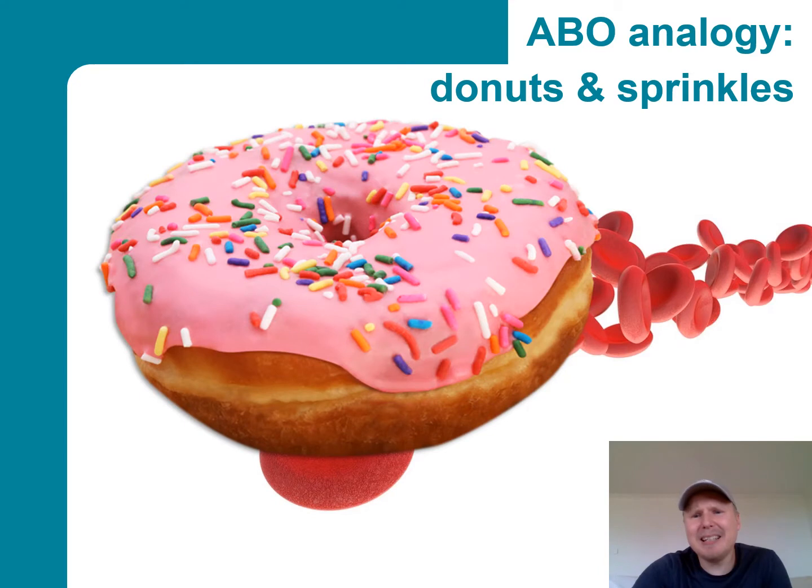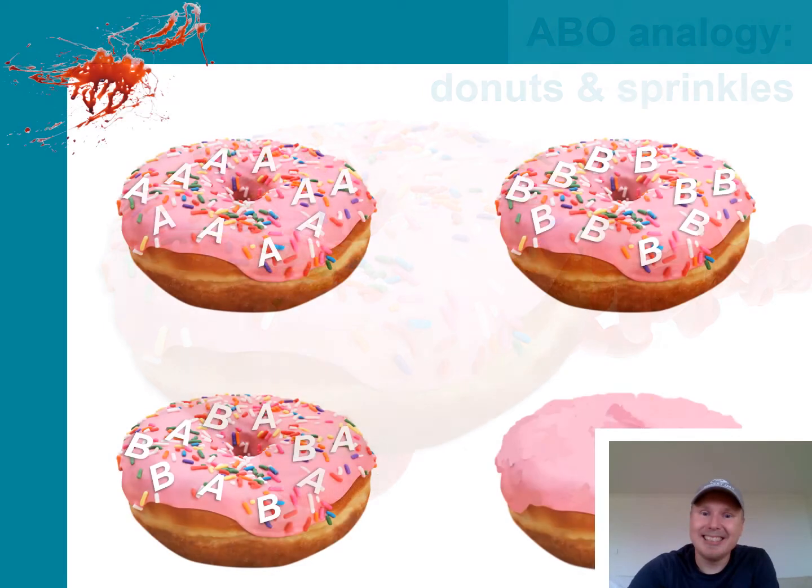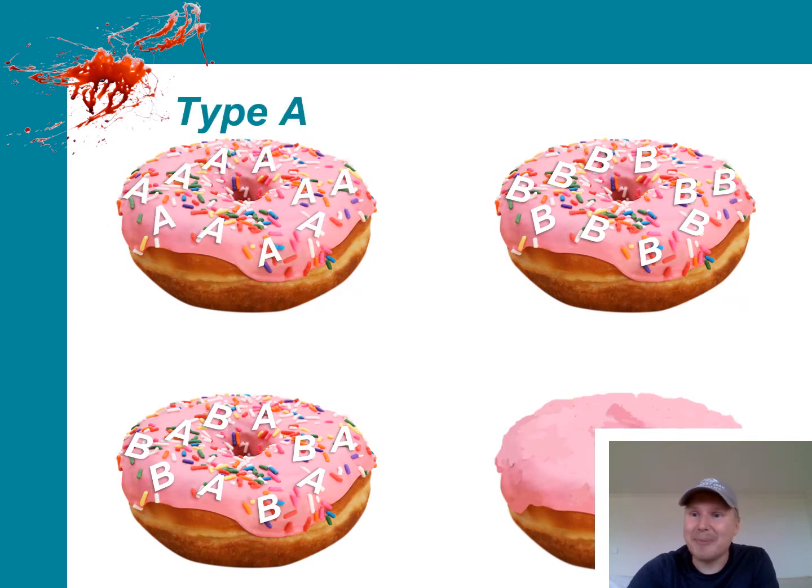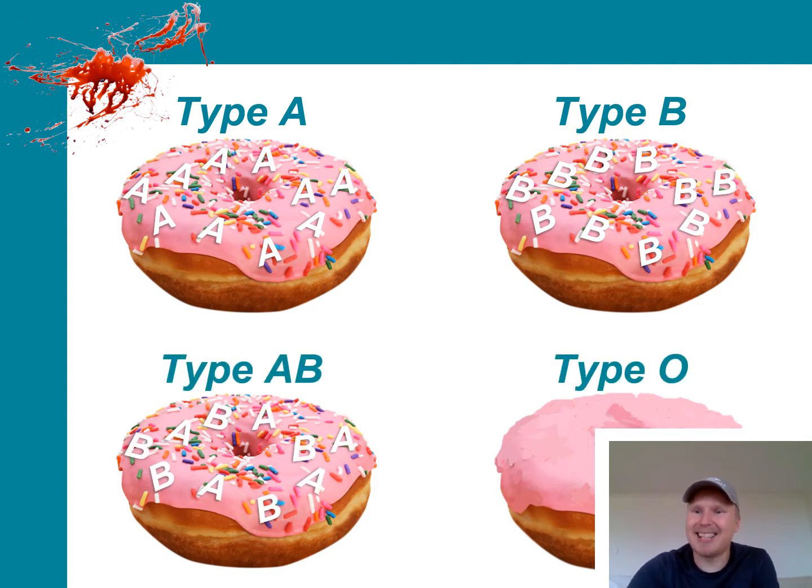Red blood cells look a little like donuts. They do not have holes in the middle, but rather a depression, but look past it and focus on donuts and sprinkles. Some people have donuts that have little sprinkles on their surface that look like A's. We are going to call those people type A. Some people have donuts with little B's, we call them type B. Some people are kind of greedy and have both A and B sprinkles, we call them type AB. And some people do not have sprinkles at all, we call them type O.